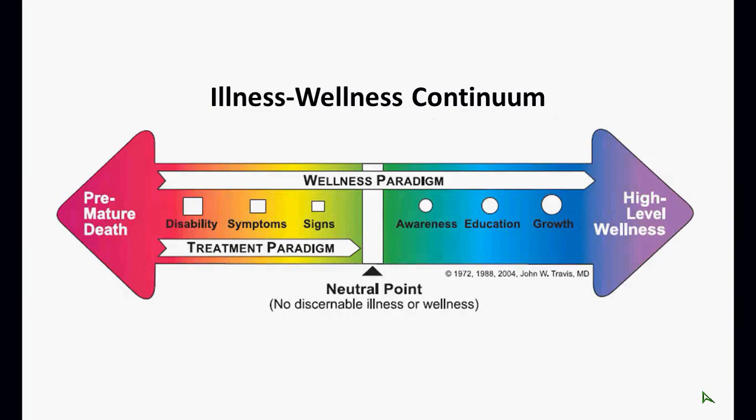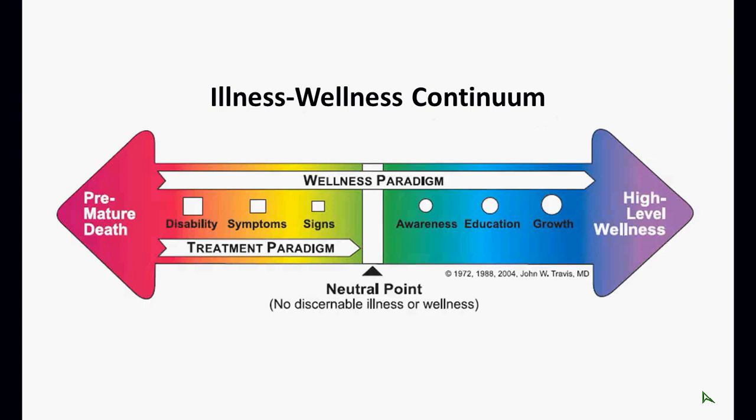And now I want to share 3 key concepts from Dr. Travis, also in the Wellness Workbook. The first is the Illness-Wellness Continuum, which he developed in 1972. And you'll notice as you look at it, on one end, on the left, is moving towards premature death. On the right, to high-level wellness. You have a neutral point in the center.